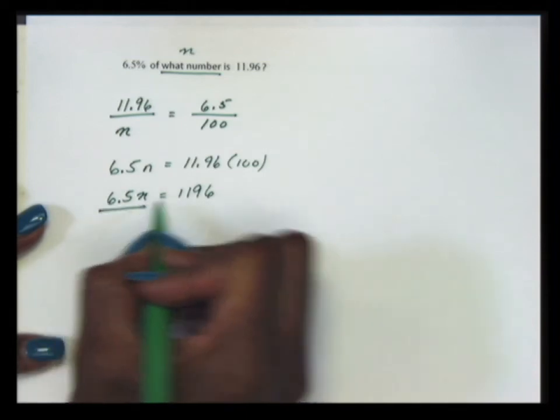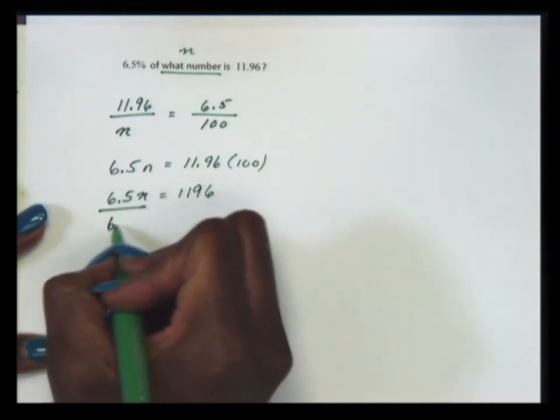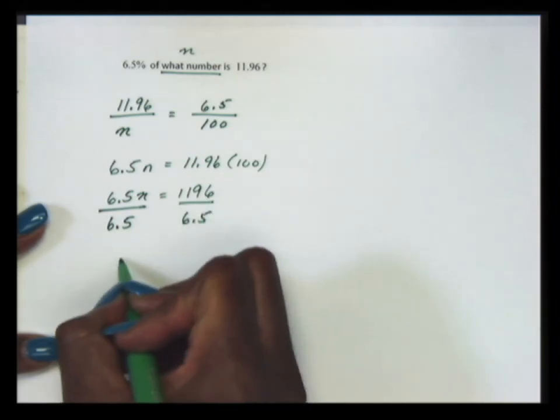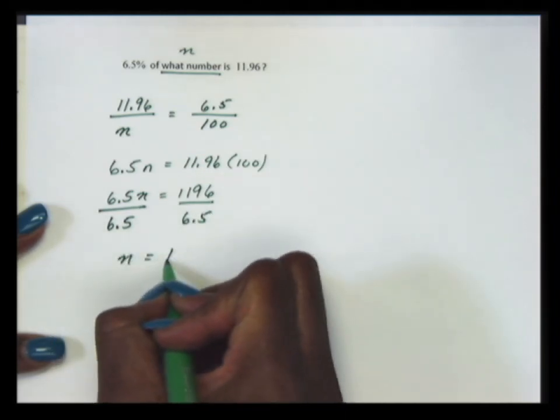Lastly, we'll divide by the number multiplied to N. So we'll divide by 6.5. So the unknown value is 184.